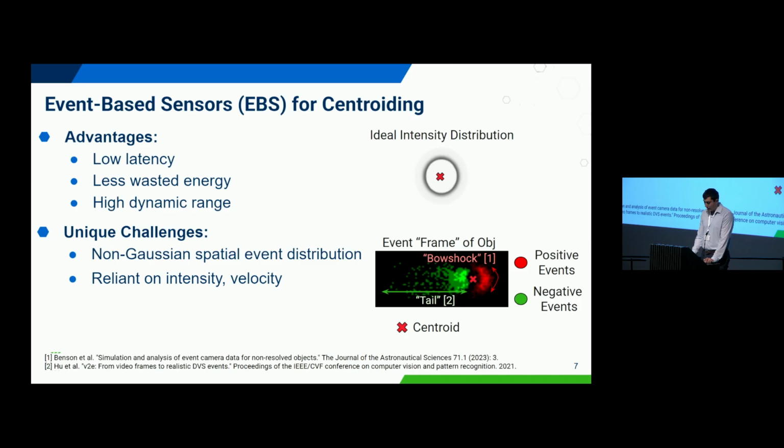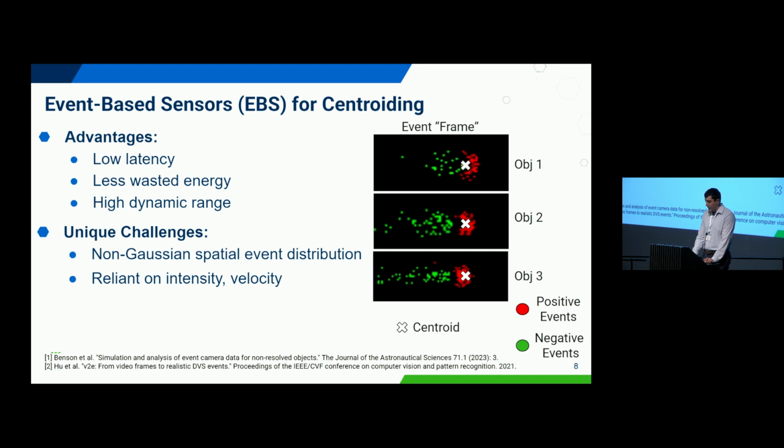This is further complicated by the fact that this distribution seems to change based on the intensity and velocity of the object. As an example here, we have 3 different objects with 3 different apparent centroid locations relative to the events. This is a problem because it suggests that your centroiding technique needs to change based on the object you are imaging. So our goal is to develop a new technique that's particular for event-based sensors.